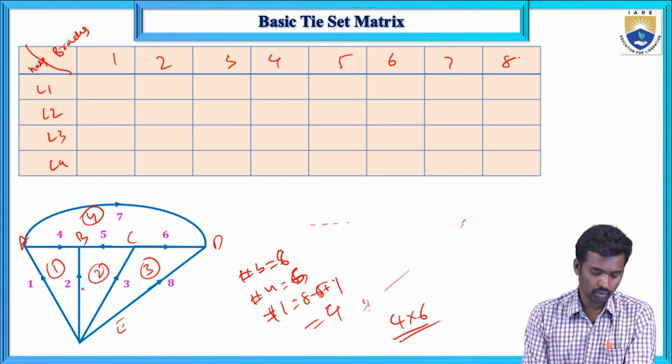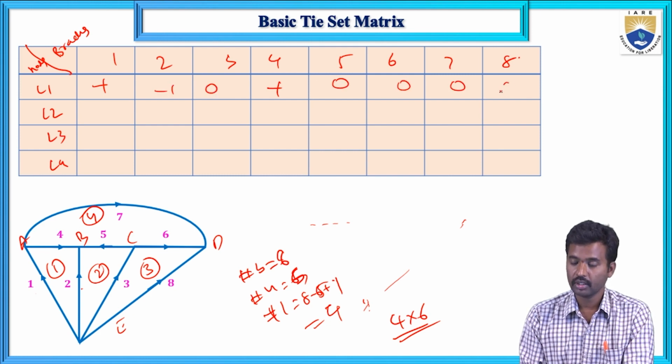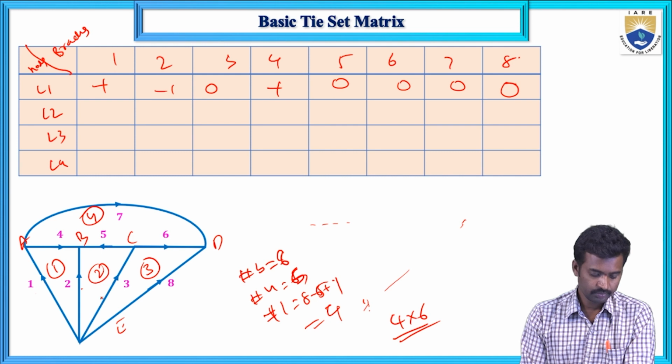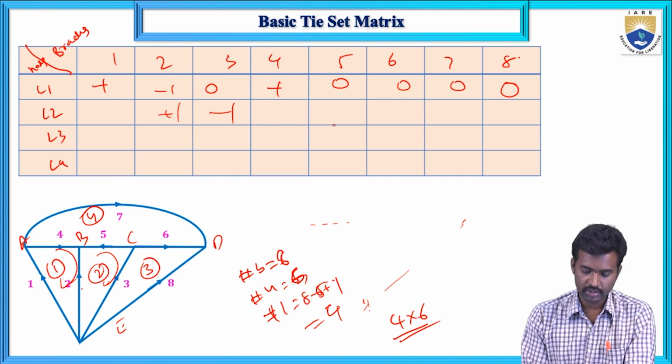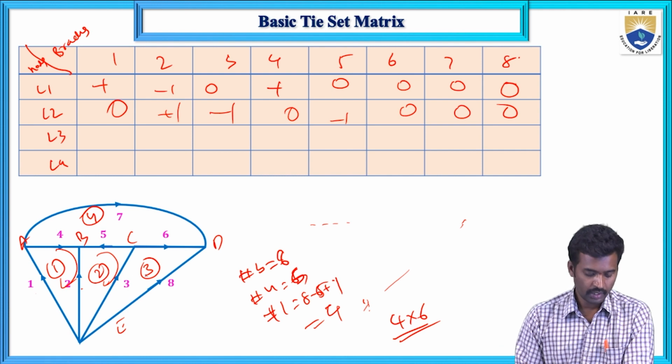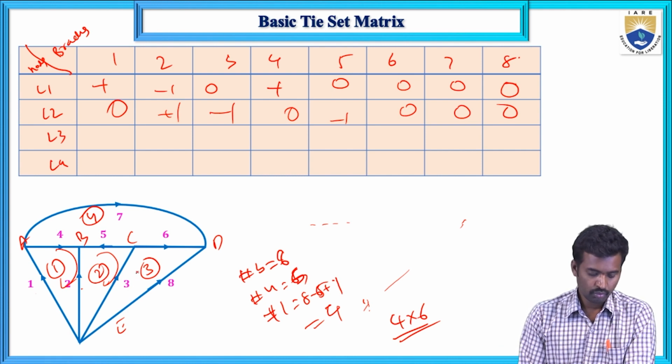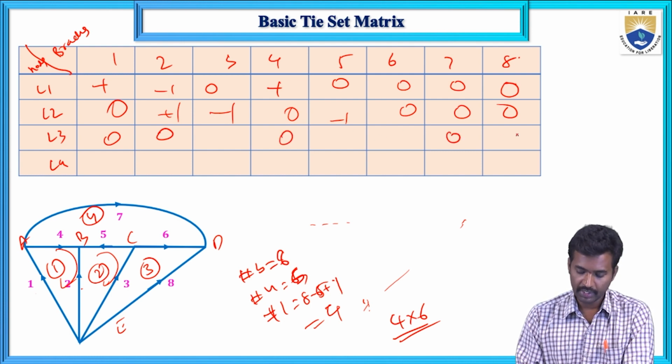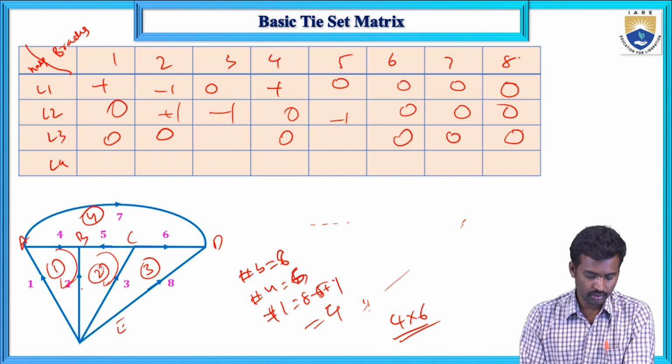So first one: 1, 4, 2. 1 is plus 1 and 4th is plus 1 and 2 is minus 1, remaining all elements are 0. And next, second one: 2, 3 and 5. 2 is plus 1 and 3 is minus 1 and 5 is minus 1, remaining all elements are 0. And L3: 1, 2 are 0 and 4, 7, 8 and 6 are also 0.